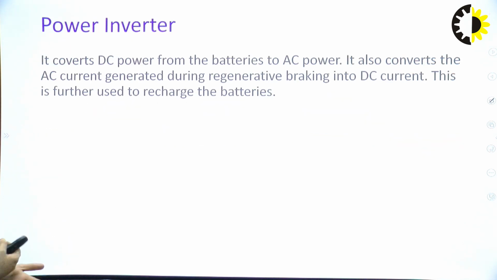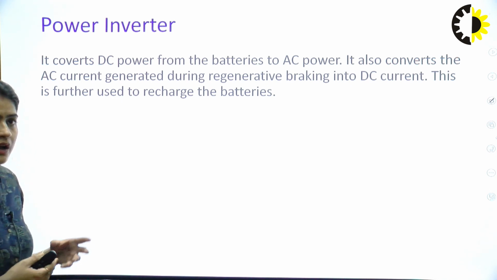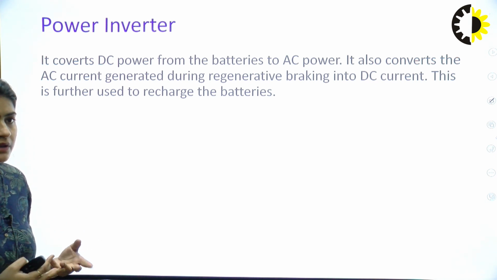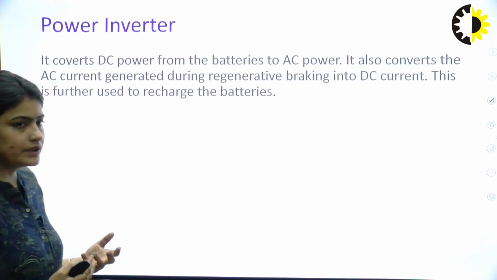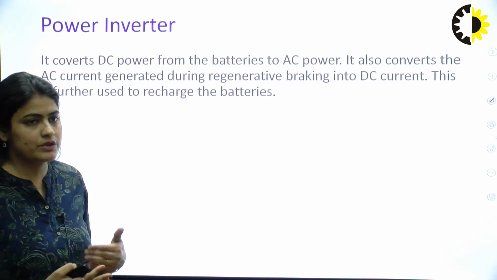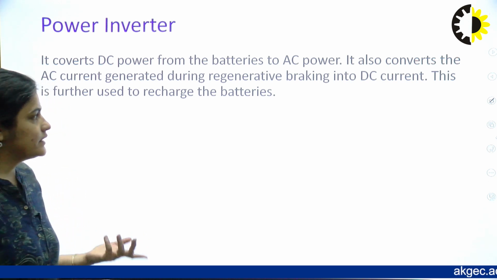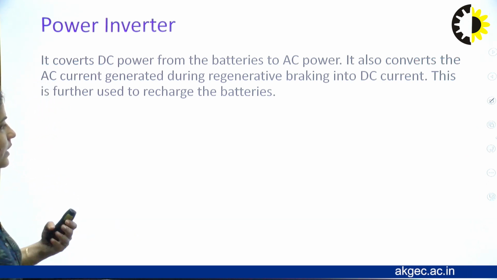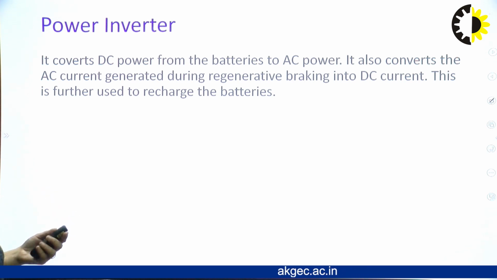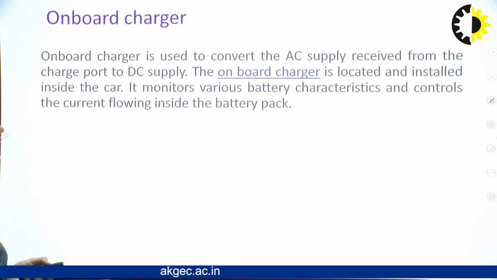So the power inverter is also an important part, because with the help of the battery we can provide the DC supply, but if you are using AC motors, inside the motor it requires an AC supply, right? So there must be a converter which converts DC to AC, that can be powered to the motor. The AC current generated during regenerative braking is converted to DC current. This is further used to recharge the battery also, right?